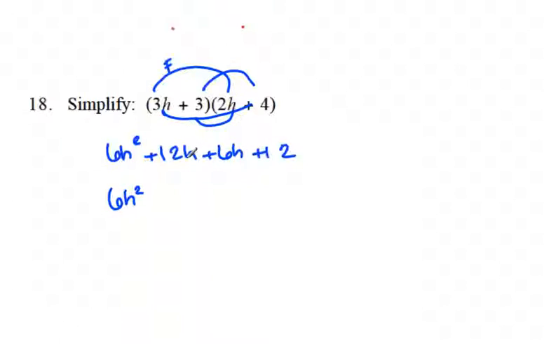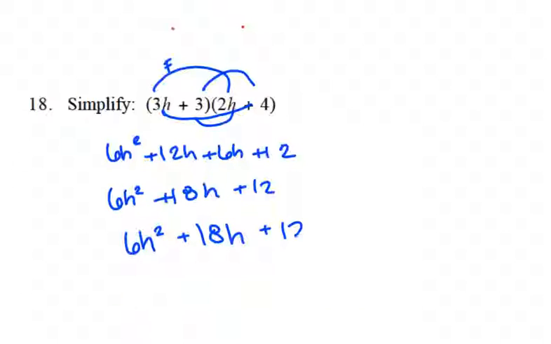12h plus 6h, like terms, so that's 18h. That's horrible there. And then we have plus 12. I'm going to write that one more time just so that it looks better. So we have 6h squared plus 18h plus 12. Now we got it.